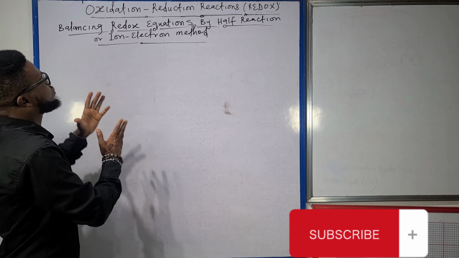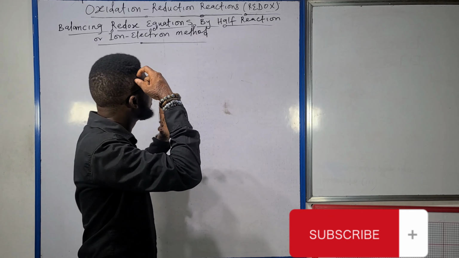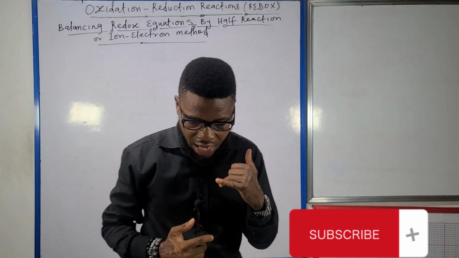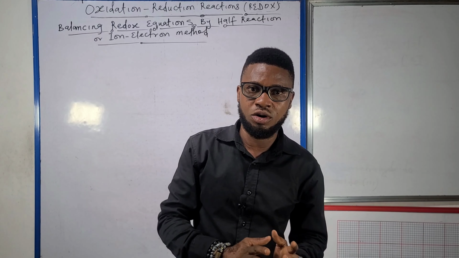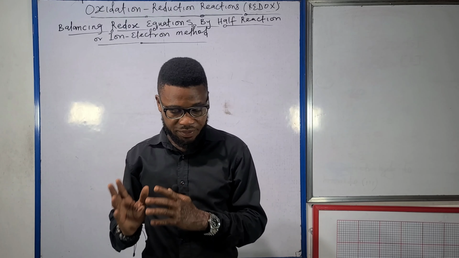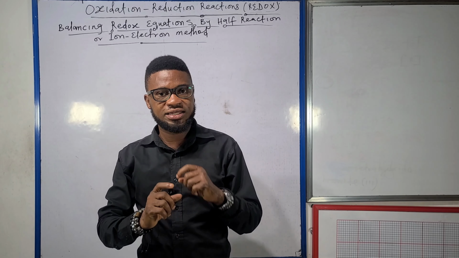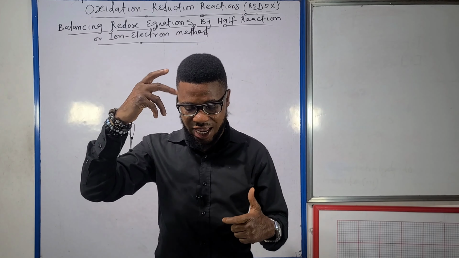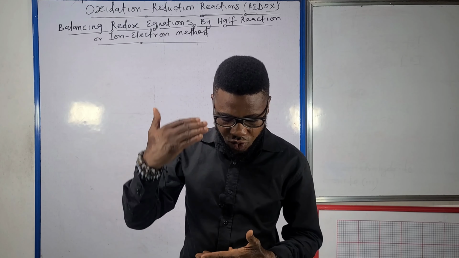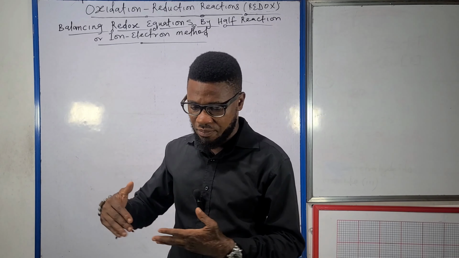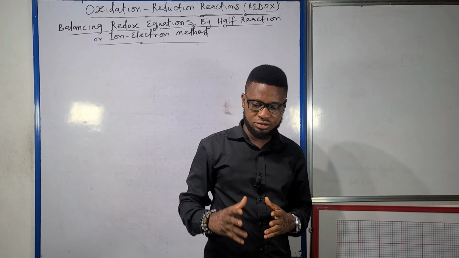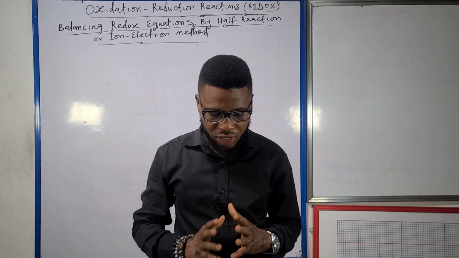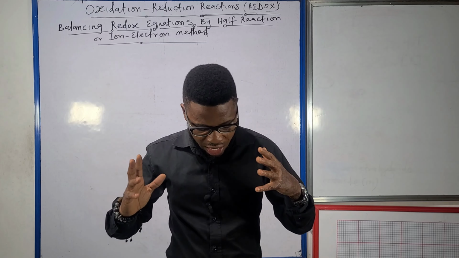In balancing redox reactions by ion-electron method, there are about 9 steps to take, depending on if the reaction is taking place in an acidic medium or in an alkaline or a basic medium. If it is taking place in an acidic medium, as you can see on your screen, we have about 7 steps to follow to get a balanced equation. And if taking place in an alkaline medium, we have about 9 steps to follow in getting a balanced equation.